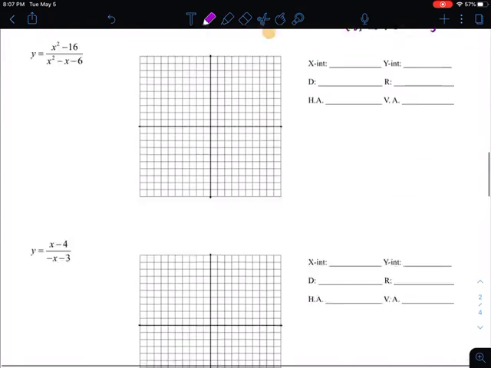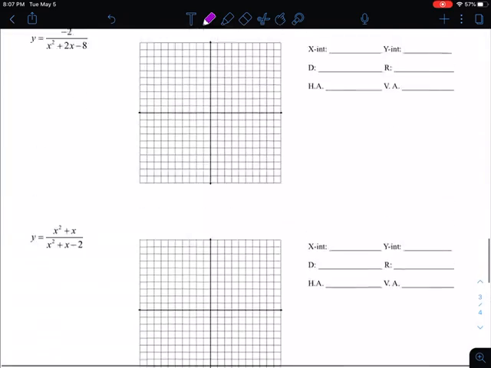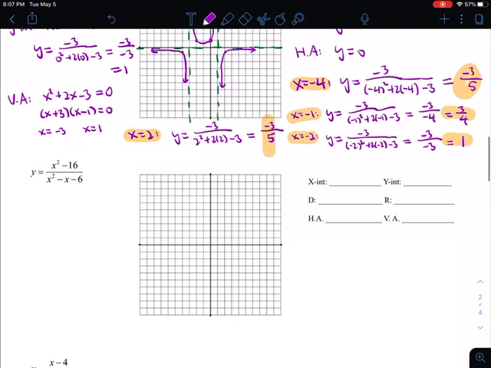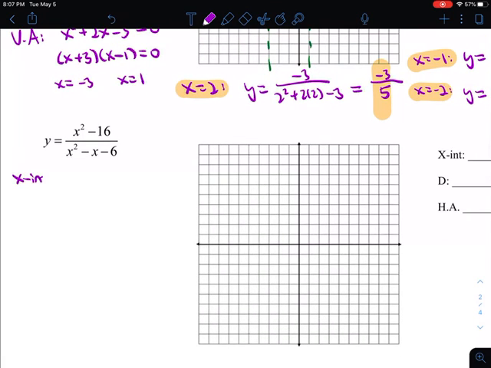All right, let's do one last one together, and then I think there's going to be 4 more graphs for you guys to try on your own, but they're going to be pretty similar to the ones that we're going to do in this video. Okay, let's start as always with my intercepts.